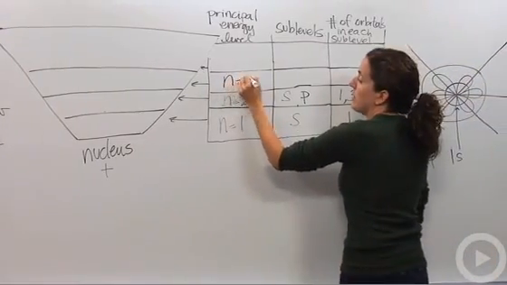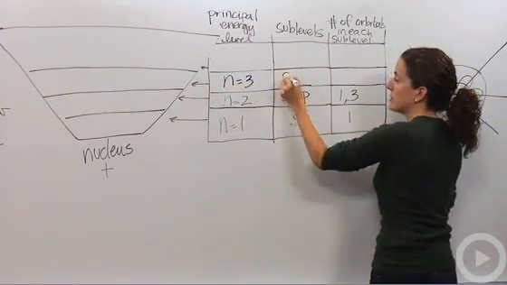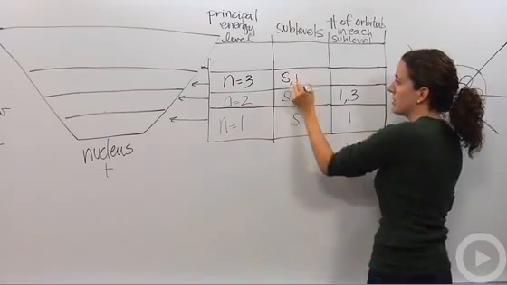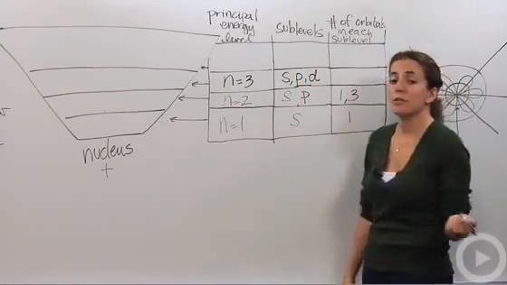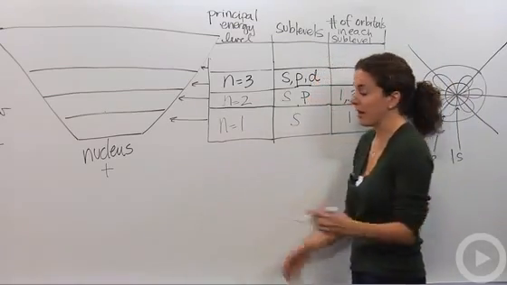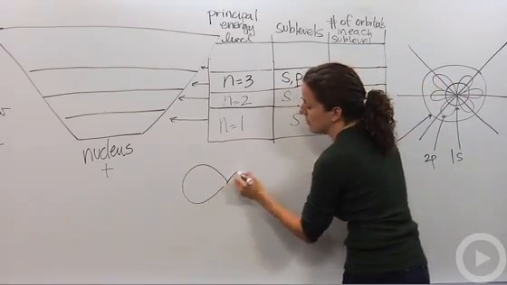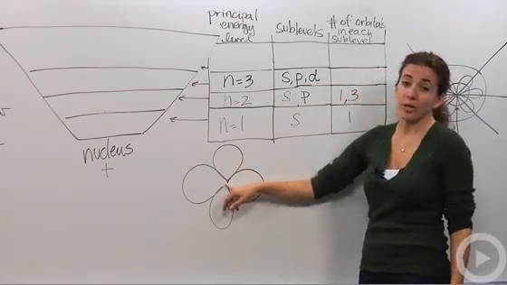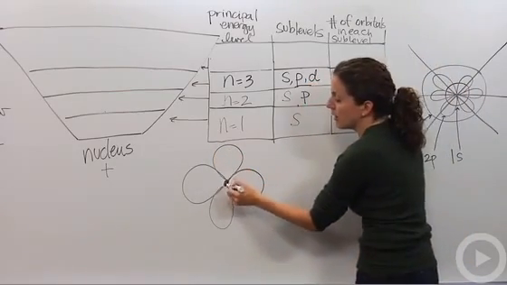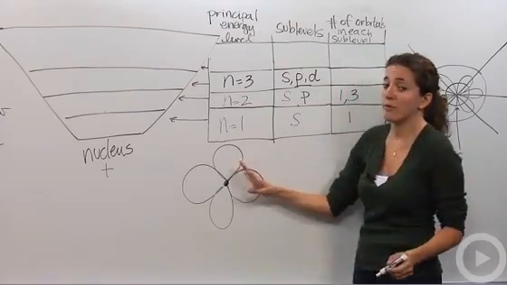In n equals 3, it also has s orbitals and p orbitals, but it also has d orbitals. D orbitals look like flowers, a little more complicated. I didn't get a chance to make one in balloons because it's a little harder, but it looks like a clover. The nucleus is found here, and the electron can be found in any of the 4 lobes.